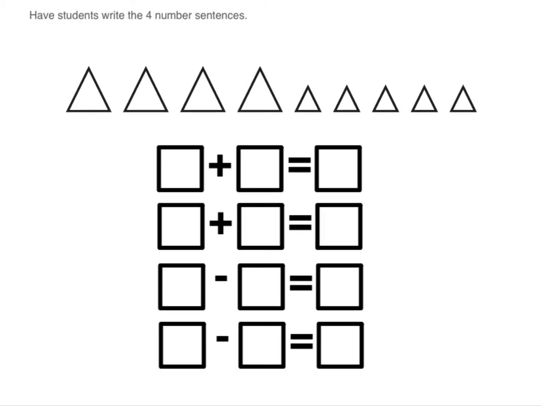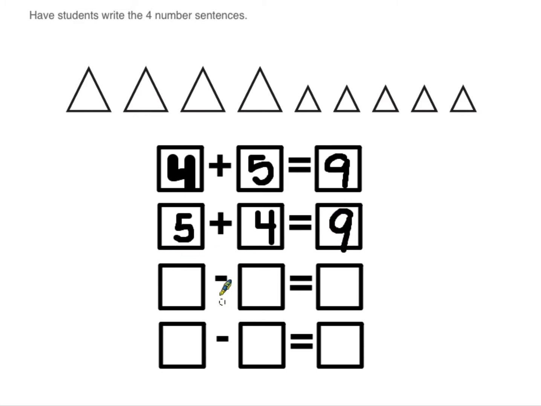Can you do all 4 number sentences for this one? You can pause me, because I'm going to say how to do it. We're starting with 4 big triangles and 5 little triangles, which makes 9 triangles altogether. Or we could start with the little ones, 5 little ones and 4 big triangles, still have 9 triangles altogether.